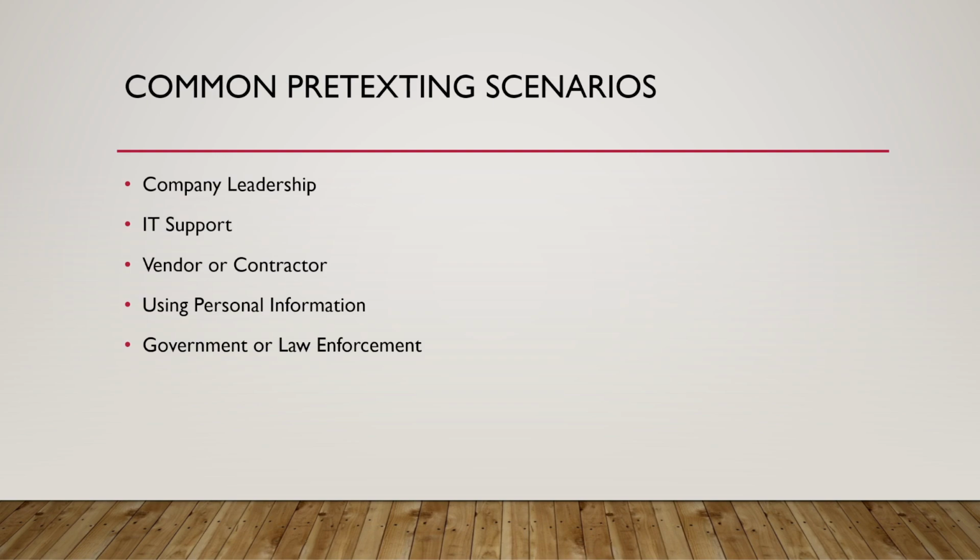Some common pretexting scenarios that you're going to see will be impersonating company leadership. They're going to pretend to be IT support. They may be a vendor. They might even use personal information. But remember, this information is stuff that they used OSINT, open source intelligence, to try to find out and where they try to get it from. They may even act like they're the government or law enforcement to provide some fear and urgency into their request.